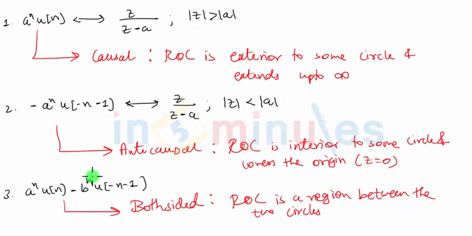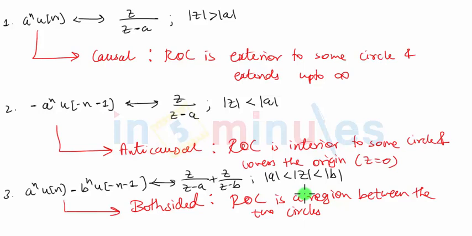If you remember the ROC of this particular signal, its Z transform was the combination of the two, Z upon Z minus A plus Z upon Z minus B, but its ROC was mod Z greater than mod A and less than mod B, which is the region between the two circles. So this is the conclusion that we want to draw from these three examples.